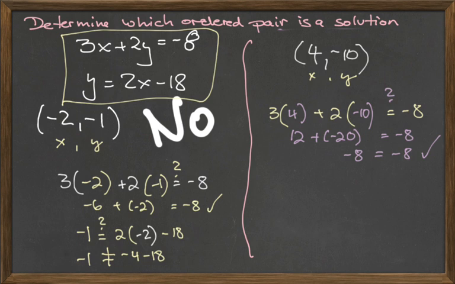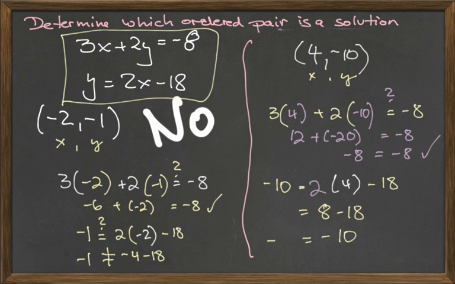Now let's try the second one. We're replacing y with -10. So -10 equals 2 times 4 minus 18. So let's do the arithmetic. 2 times 4 is 8. 8 minus 18, what is that? -10 equals -10. Check mark here. So what's the answer to this question? Yes.